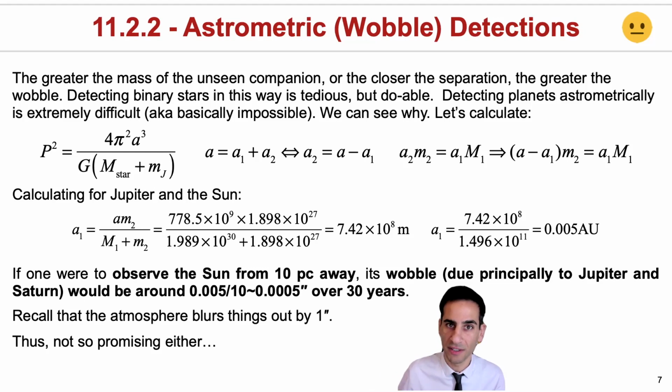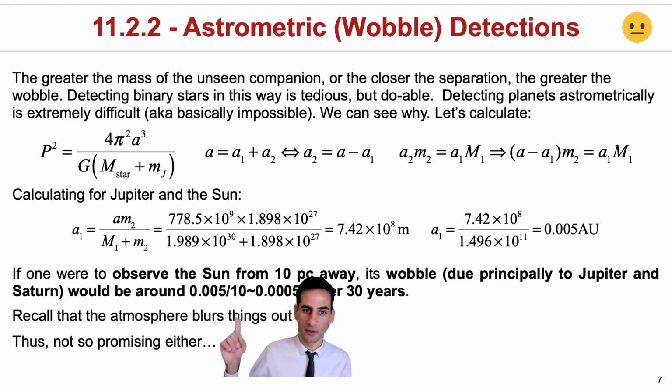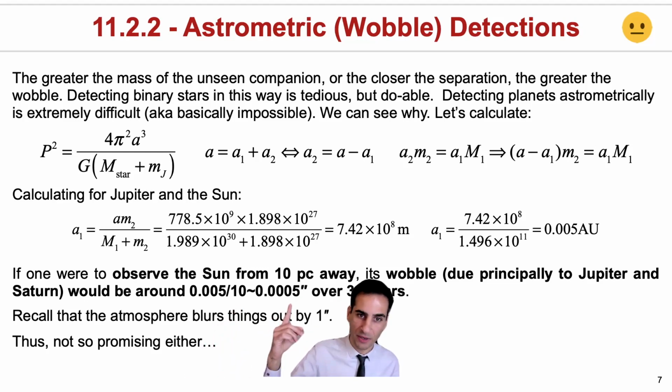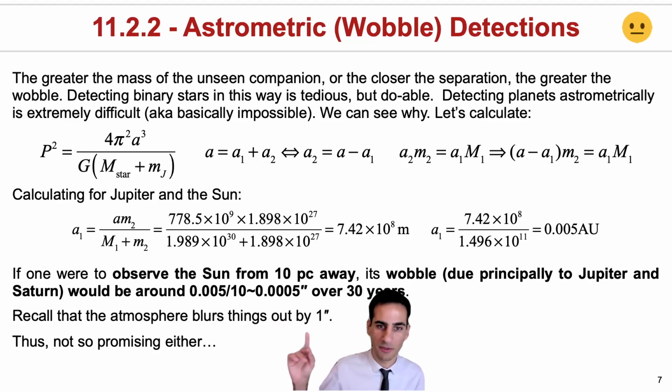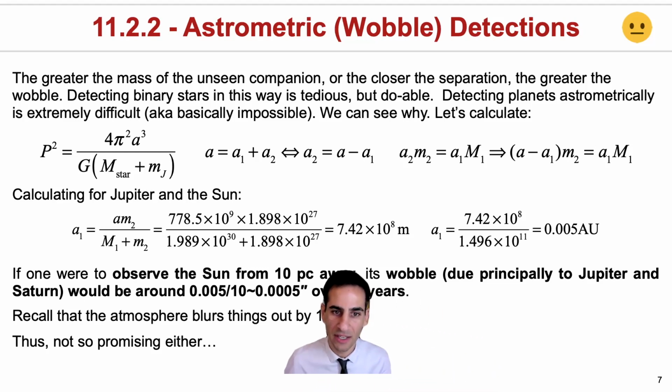Therefore, all things considered, this method is definitely not very promising, and it can get even worse, especially if you look at planetary systems that are even further away than 10 parsec, which most are. Then you would need an even better sensitivity. And remember that from the ground, the atmosphere blurs things down to about 1 arcsecond. And even with the best instrumentation in space, achieving this precision is definitely not easy.